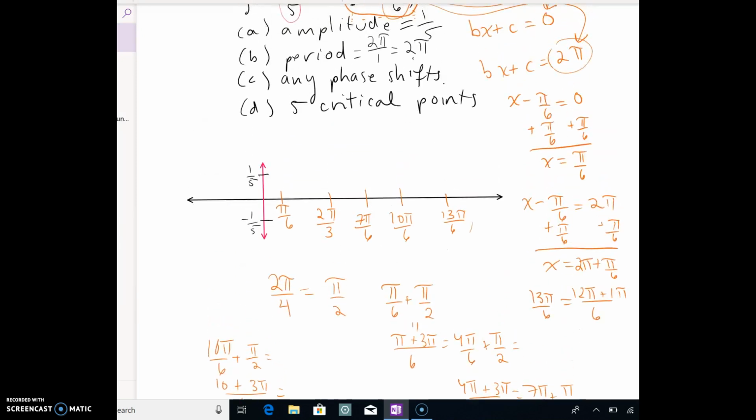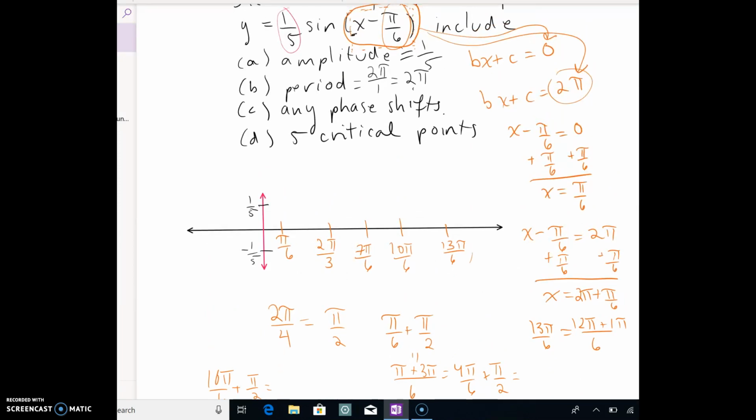We have all the critical points. We know that we're dealing with sine, and remember that for the first critical point, sine starts at 0. Sine's one of those exciting roller coasters. So we're going to start at 0, go up to the max, come back down to 0 again, go down to the min, and end at 0.